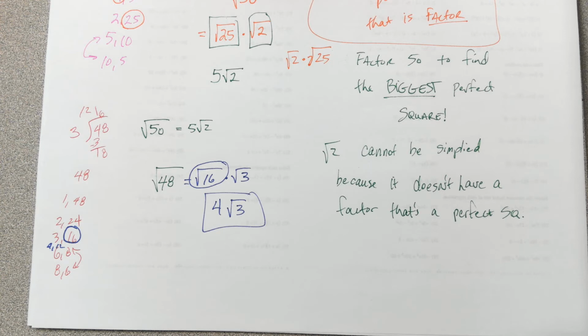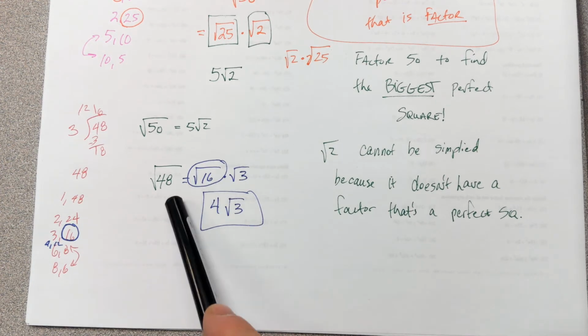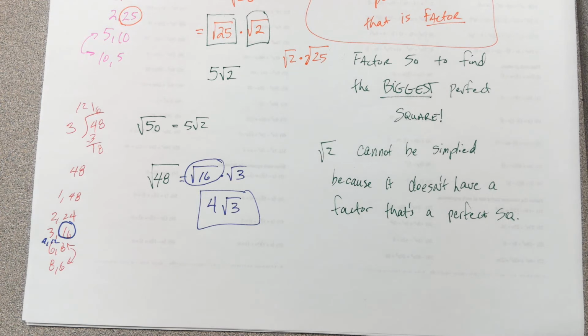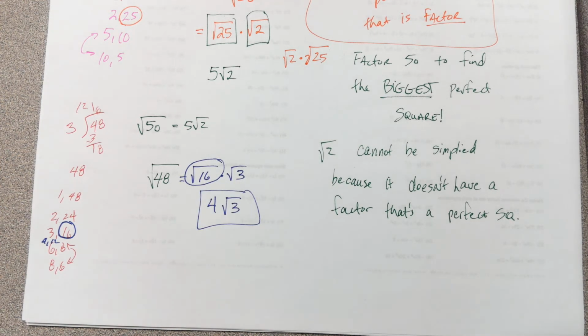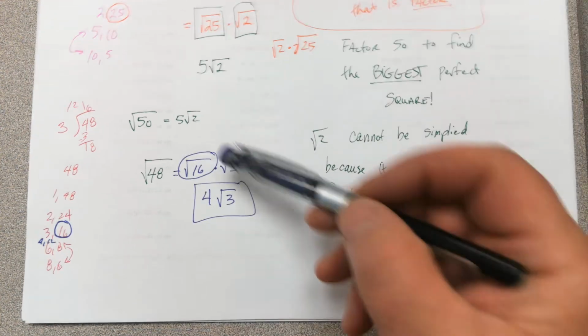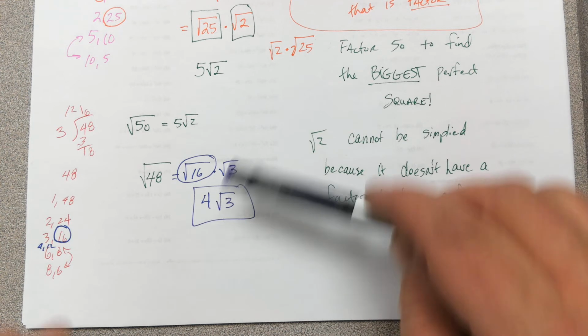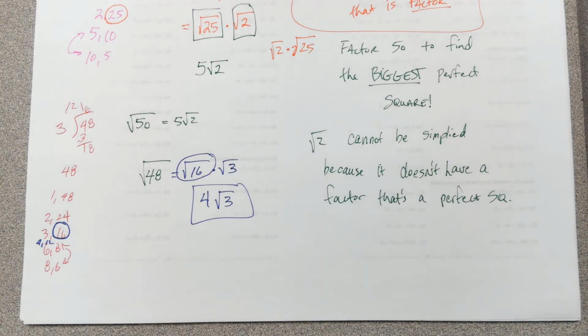Yes, Jacobo? Where did you get the square root of 3? Because 3 times 16 is 48. Oh, okay. Yeah, you see how you break it apart. You find the biggest perfect square, and then you break it apart. You factor it. Right. And then you simplify the perfect square, and the thing that's left over is just the square root that's left over. It's called irrational. We'll learn about that Thursday.